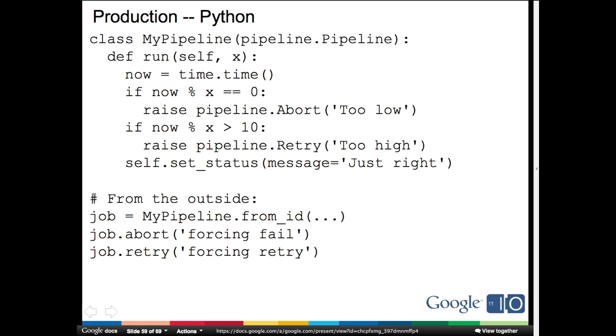And then finally, there's the production part, which is basically like you need to be able to abort a pipeline all the way to the root. You need to be able to retry a pipeline. You need to be able to set status. You need to be able to do it from the inside or from the outside. All these tools are there. So if you've ever dealt with workflows in production, these are the tools I've always wanted, and so they're all there for you to use.